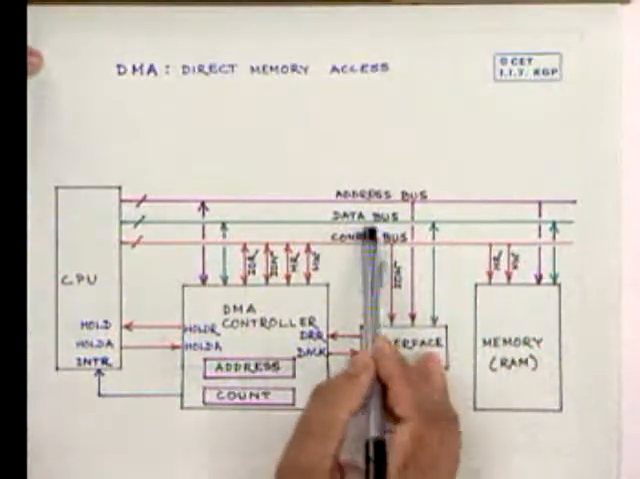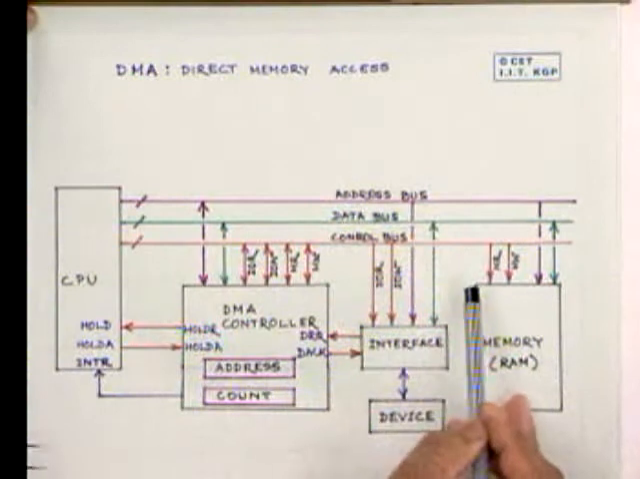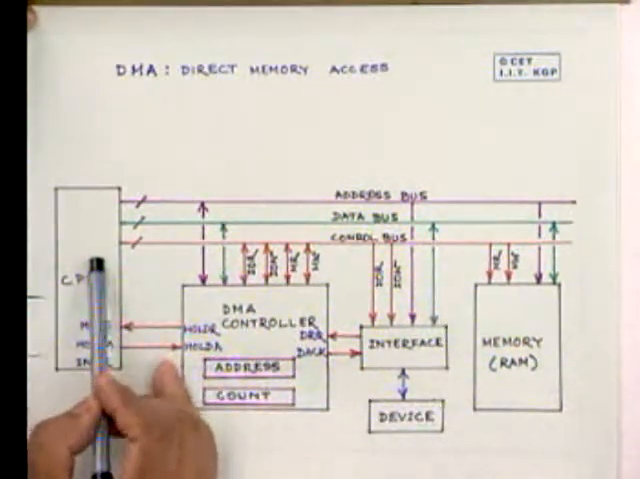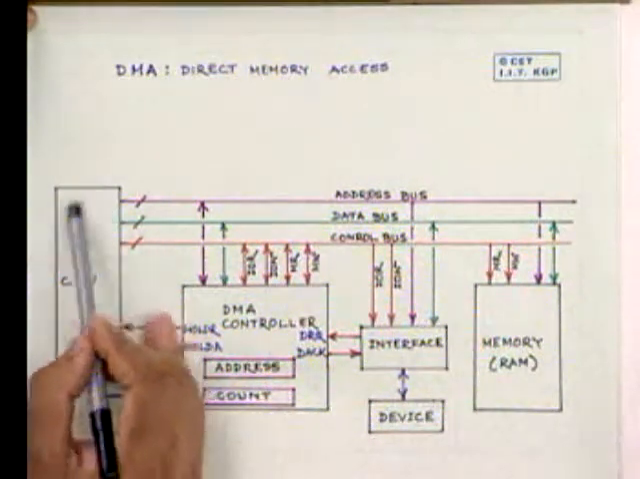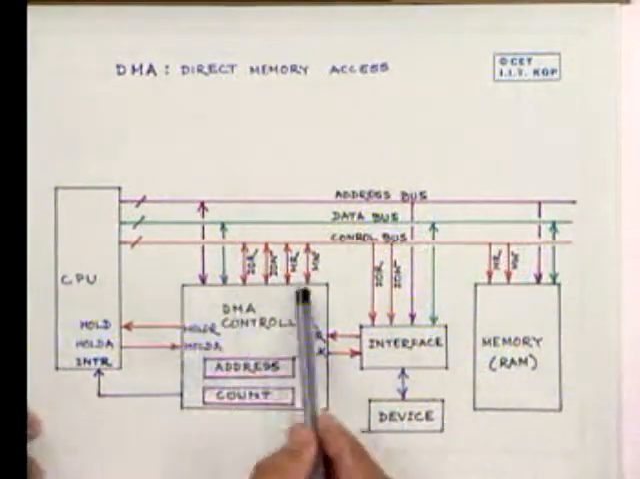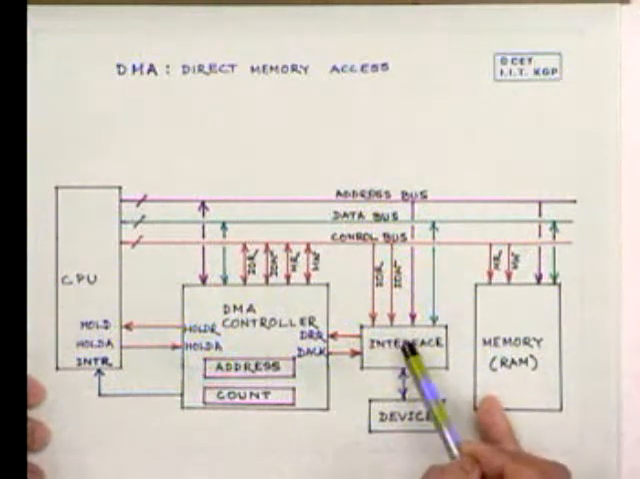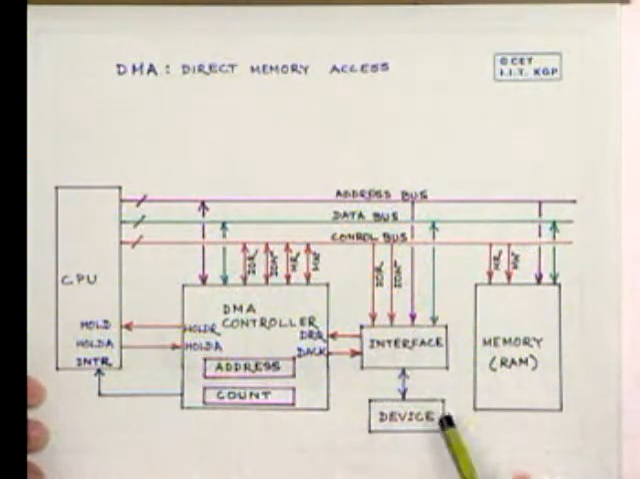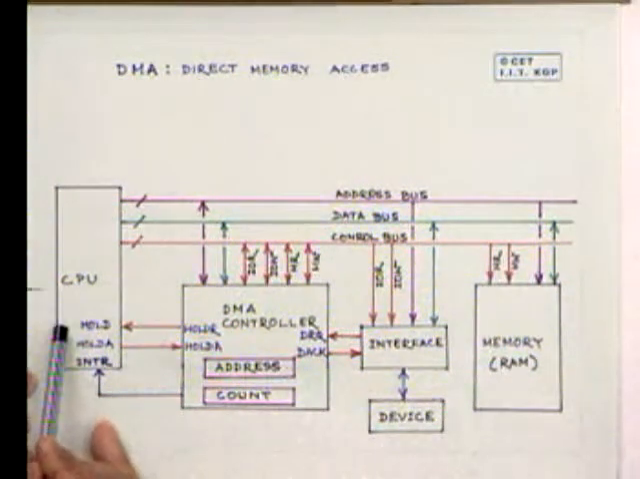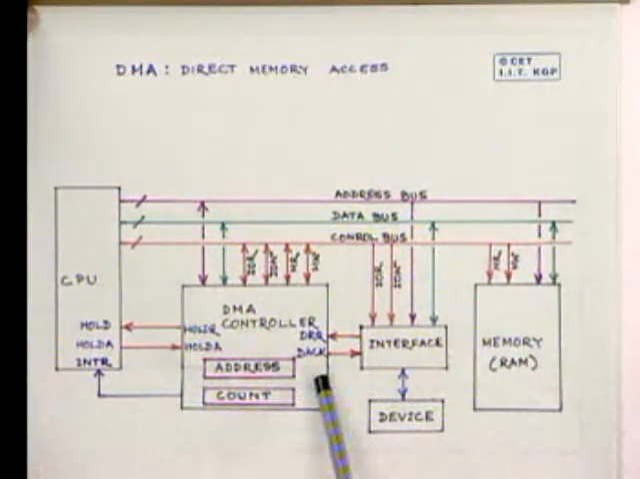That naturally is a time-consuming process, and if we have to transfer a block of data, it is not necessary that the CPU should be involved in the transfer of every word or every byte. Why not let there be a controller which will transfer all the bytes or words from a device interface into the memory, and then report to the CPU that the data transfer is complete? Such a controller is called a DMA controller.